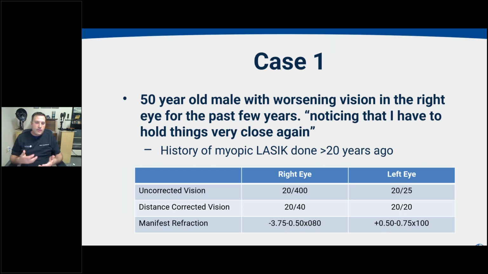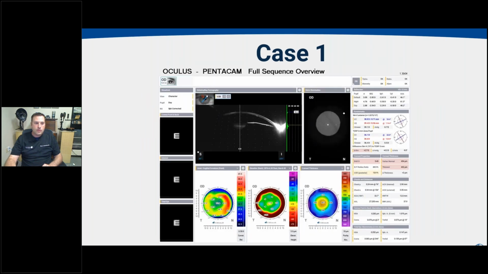So this is something that we see in our office fairly routinely now. And again, this patient is on the younger side for cataract. So when you see a 50-year-old come in with this kind of refractive change, cataract is certainly on your differential, but might not be the first thing that you're thinking of for this patient. But as you pull in the full sequence overview, you can really start to get a sense very quickly of where the refractive problems are for our patient.